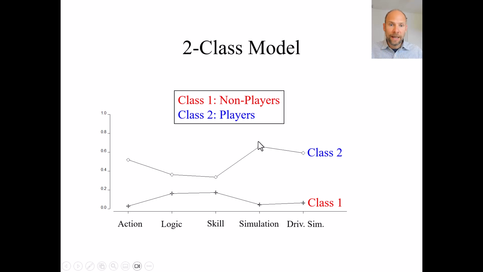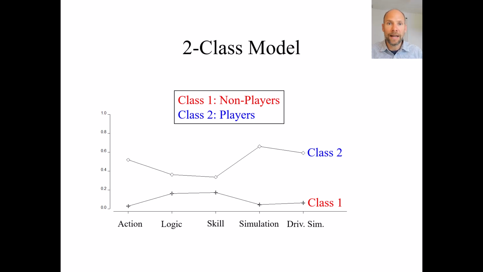In contrast, class 2 was a class with a higher propensity of playing computer games, and in particular simulation games. You can see that the probability that individuals in this group endorse these items was fairly high, over 0.6. So in other words, class 2 was interpreted as a player class and class 1 was interpreted as a non-player class.